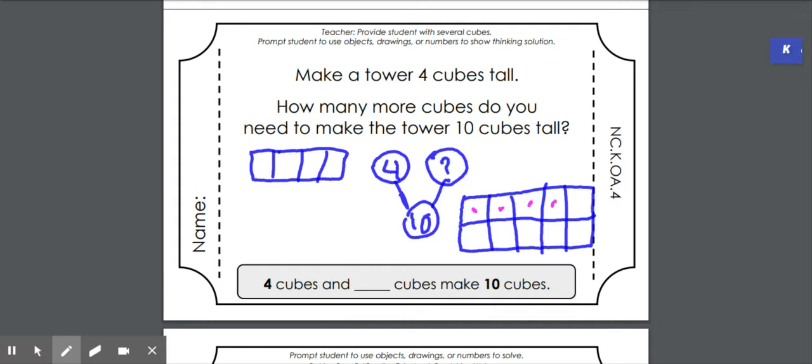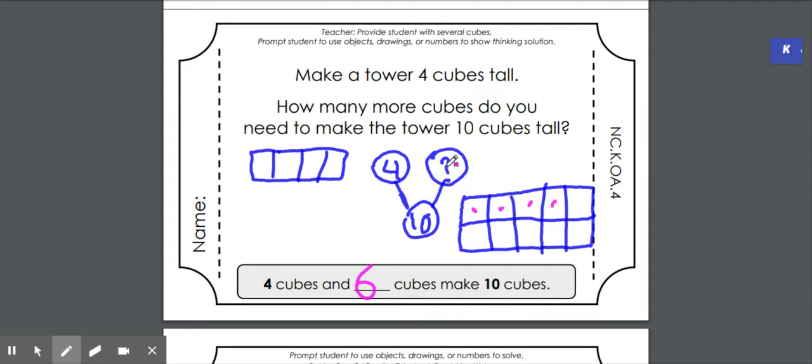That's right. We can count the empty spaces on our 10 frame, and that will tell us how many more we need to make 10. So let's do that. 1, 2, 3, 4, 5, 6. We need 6 more cubes to make 10. So down here, our sentence tells us 4 cubes and 6 cubes make 10 cubes.